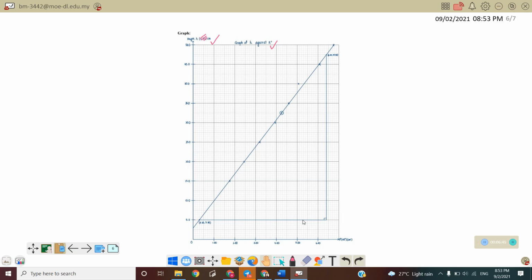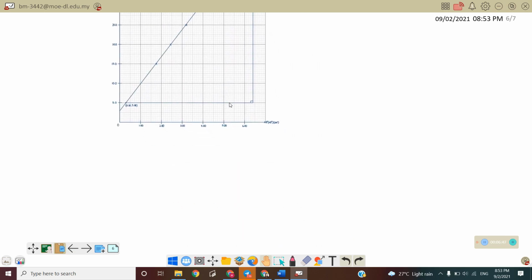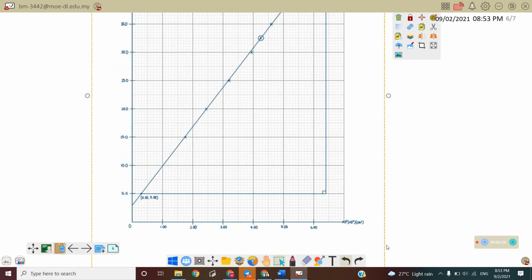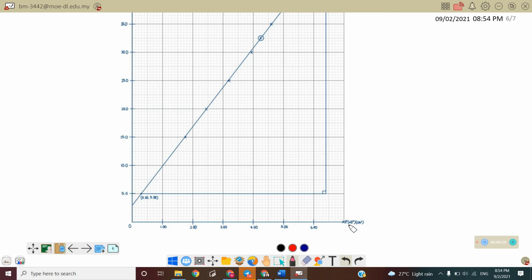And for x axis, okay, I enlarge it a bit. For our x axis, you must write r squared times 10 to the power of 3, because this one actually is not 6, it's 6,000. So remember you must write r squared times 10 to the power of 3 cm squared. Then you will get another 1 mark.